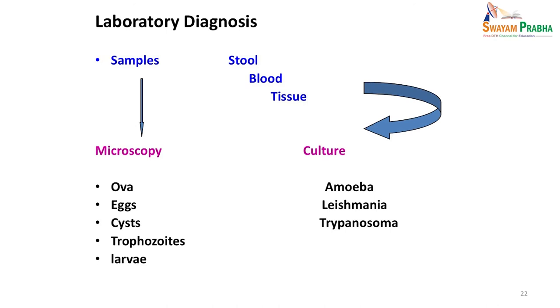So basically what we do is, one is microscopy and another is culture. Now, microscopy you do to look for the presence of ova, eggs, cysts, trophozoites or larvae. Depending on the different life cycles of different parasites, you will look for different organisms, different types of structures which could be causing infection. And some of them you can grow also, but very few can be grown by culture, which are amoeba, leishmania and trypanosoma. We have media prepared in our labs in which we can grow them.